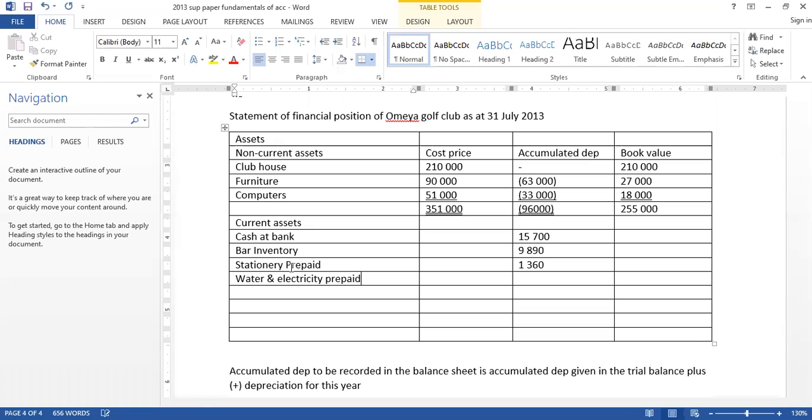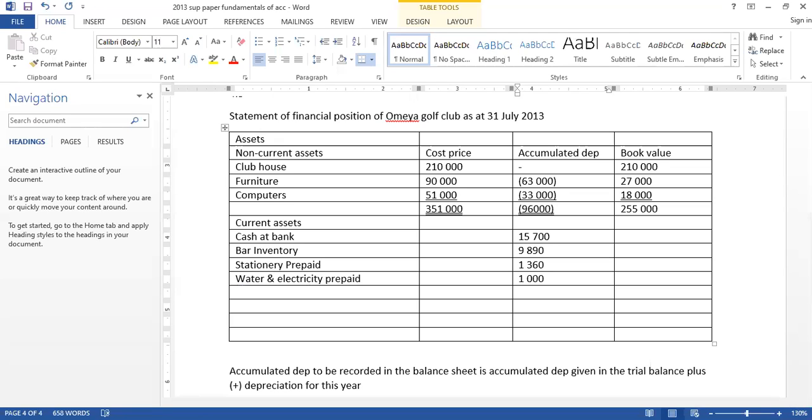So don't just write stationery here. You should write stationery prepaid, because stationery on its own is an expense. Water and electricity on its own is an expense. That's why you need to write stationery prepaid. The moment you write prepaid, it already tells you that that is a current asset of 1,000. Okay. So do we have any other current assets?